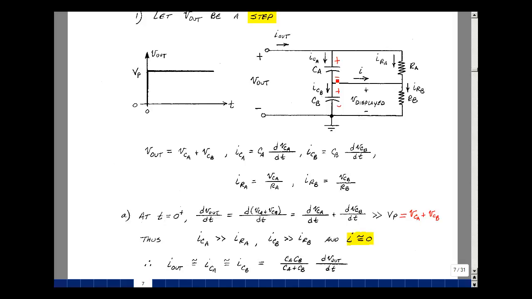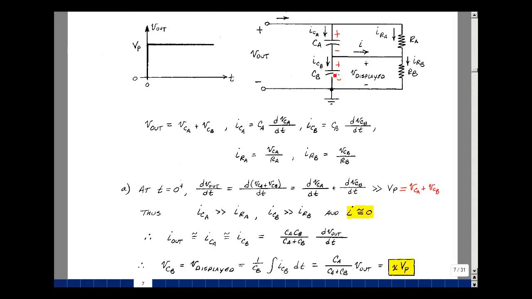The current that's flowing in here is going to be C times the derivative of this voltage, and likewise the current here. But that's huge compared to the value of V sub P divided by these resistors, which is roughly the current flowing in this branch. The current that flows in these two capacitors is the same as the current that's flowing in here, but the current that's flowing in here is going to be the total capacitance times the derivative of the voltage, if this current is essentially 0. The total capacitance is the series combination of C sub A and C sub B, which is the product over the sum, times the derivative of V out.